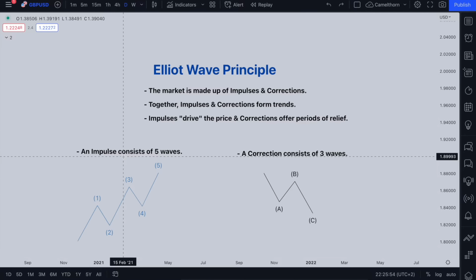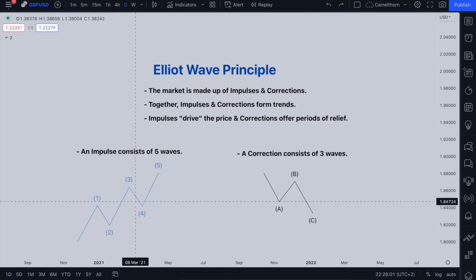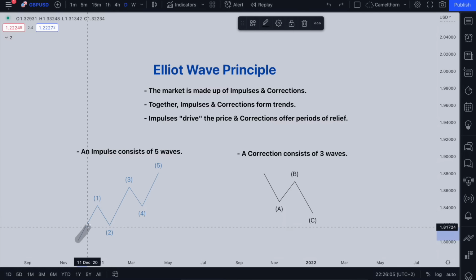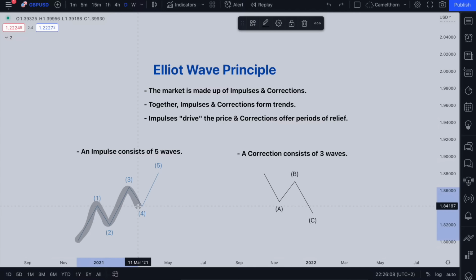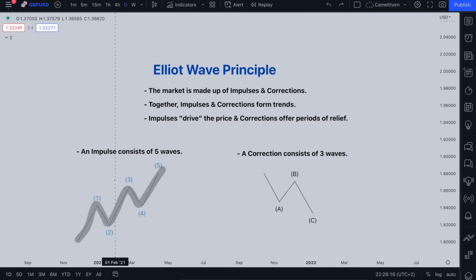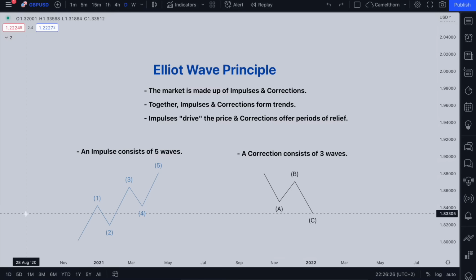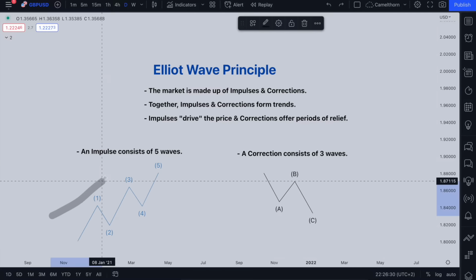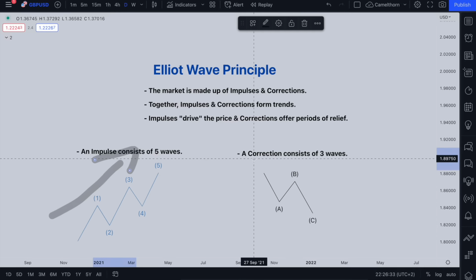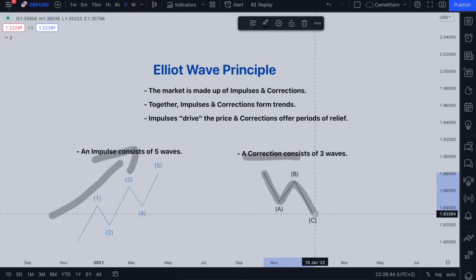Now, if we are defining what an impulse is, an impulse is price action that consists of 5 waves, and this is essentially what an impulse looks like. You have wave 1, 2, 3, 4, 5, and that is what's known as a complete impulsive wave. That would be a bullish impulsive wave to the upside. A correction is price action that consists of 3 waves in the opposite direction. So if we are looking at a bullish market, our bullish impulse would consist of 5 waves to the upside, and then our corrective phase will consist of 3 waves in the opposite direction. So 1, 2, 3.